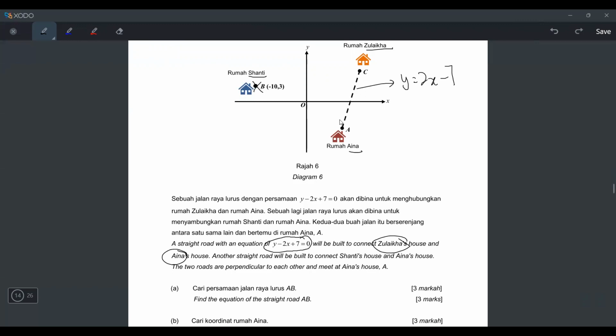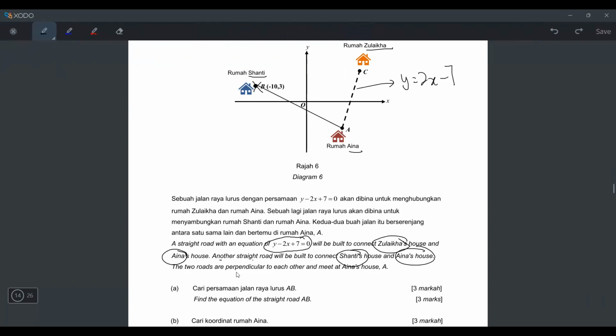So I know now the gradient of this line is 2 and the y-intercept is negative 7. Okay, and then let's keep reading. Another straight road will be built to connect Shanti's house and Aina's house. So let's draw the road. Whose house? Shanti and Aina. So Shanti and, oh, this is not Aina. That's Aina, this one. Okay, so this is the other road they're talking about.